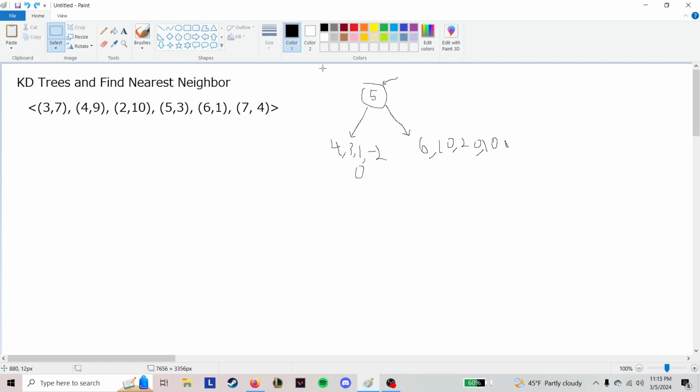These properties of having values on the right that are bigger and values on the left that are smaller are good.